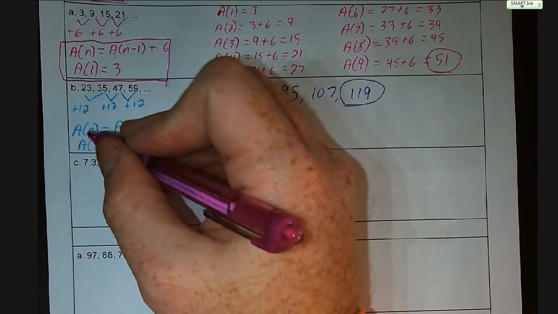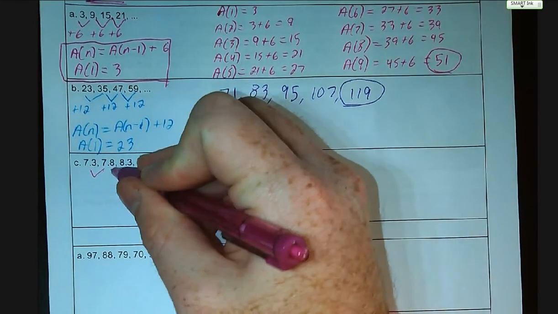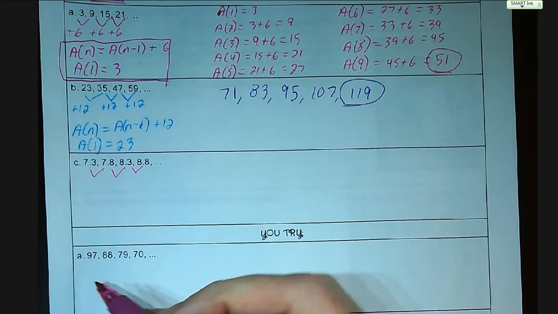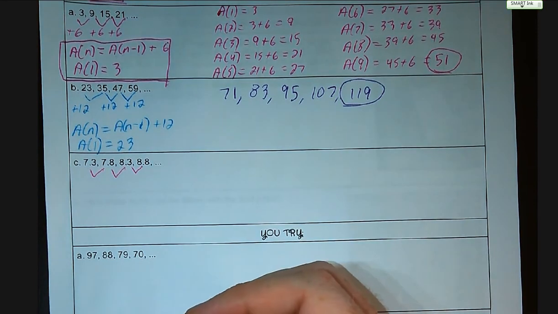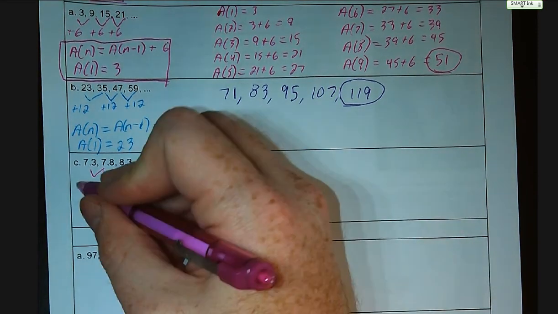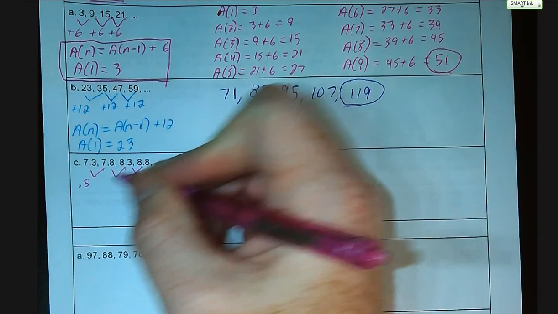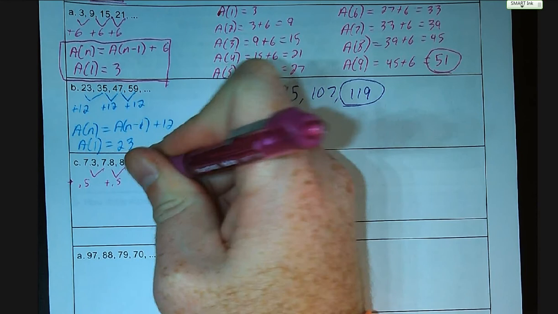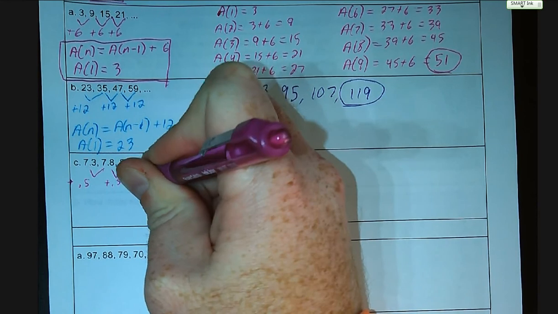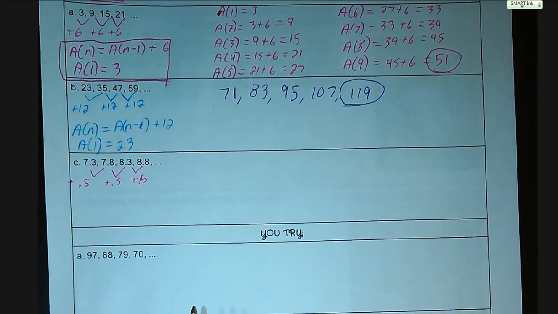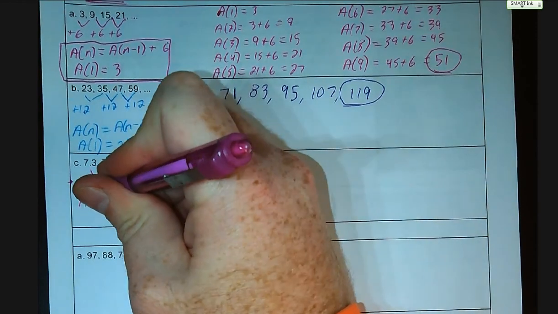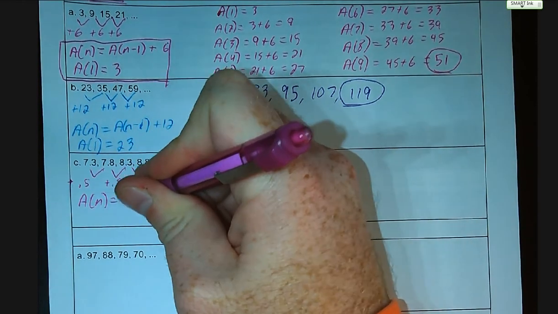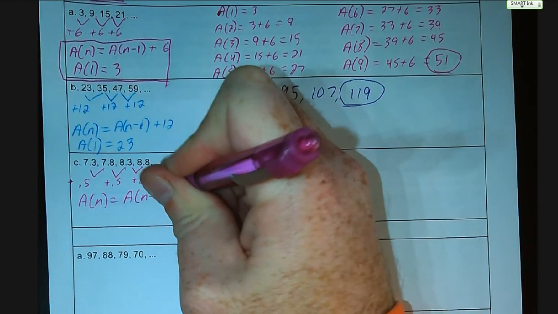So C is going into some decimals here though. So we start with 7.3 and we go on to 7.8. So we see that it's adding 0.5, or a half, every time. So right there is going to be our common difference. So we can write out our equation now. We've got a of n is equal to a times the quantity n minus 1 plus 0.5.